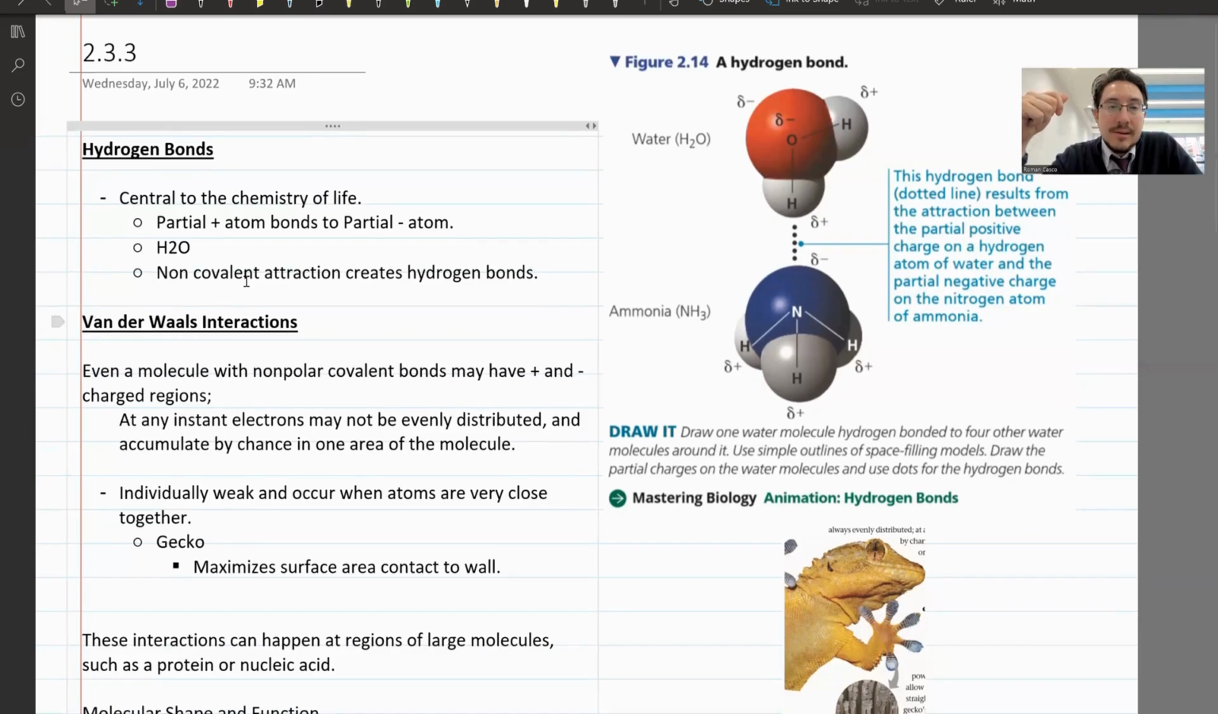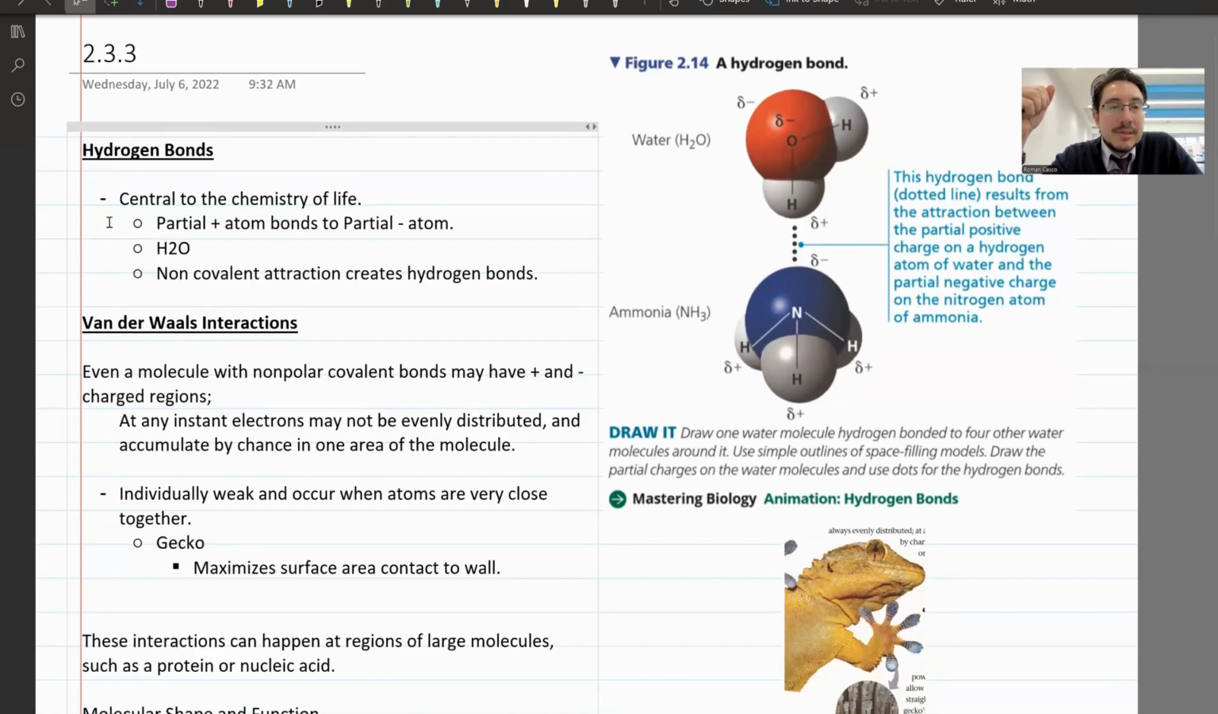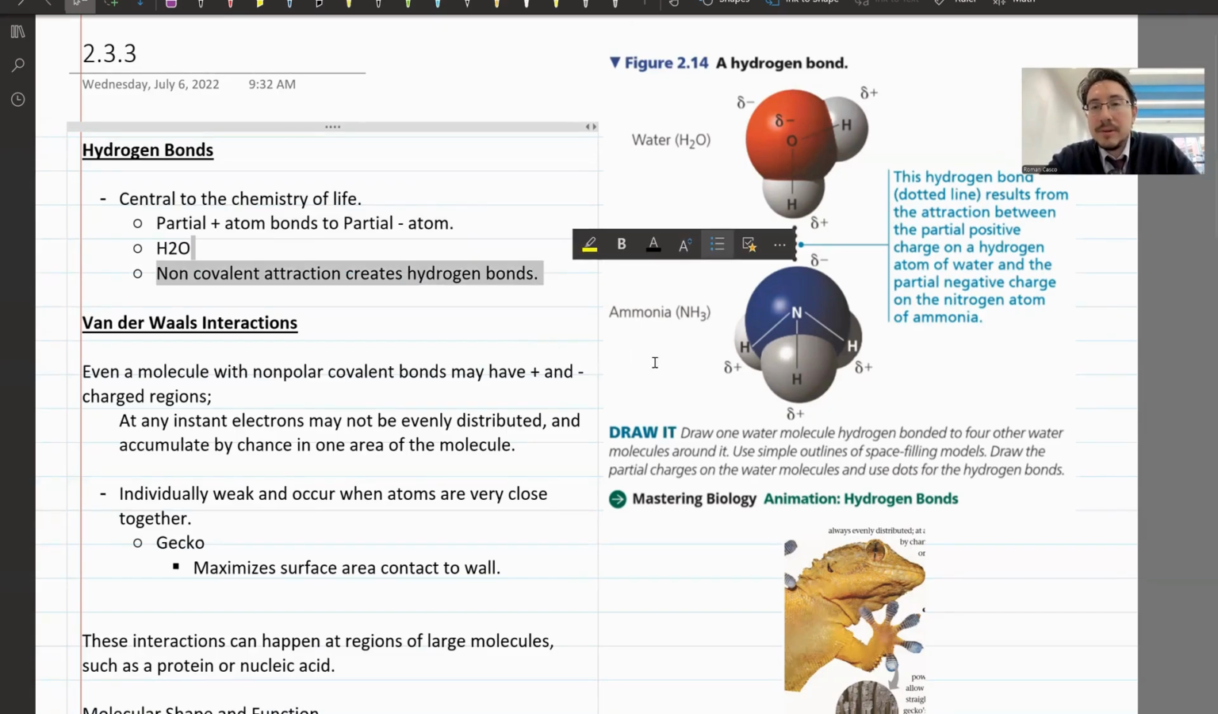It's another form of weak interaction, very, very critical to the chemistry of life. Again, this is formed from the idea of polar covalent bonding of a water molecule, right? The partial positive atoms of the hydrogen would create an interaction, a hydrogen bond, with a partial negative atom. A water with water molecule, or a water with ammonia molecule, right? This is another polar molecule.